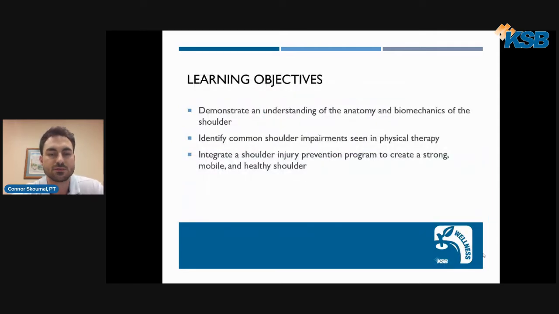So the learning objectives for this presentation are to demonstrate an understanding of the anatomy and biomechanics of the shoulder, identify common shoulder impairments seen in physical therapy, and to integrate a shoulder injury prevention program to create a strong, mobile, and healthy shoulder.